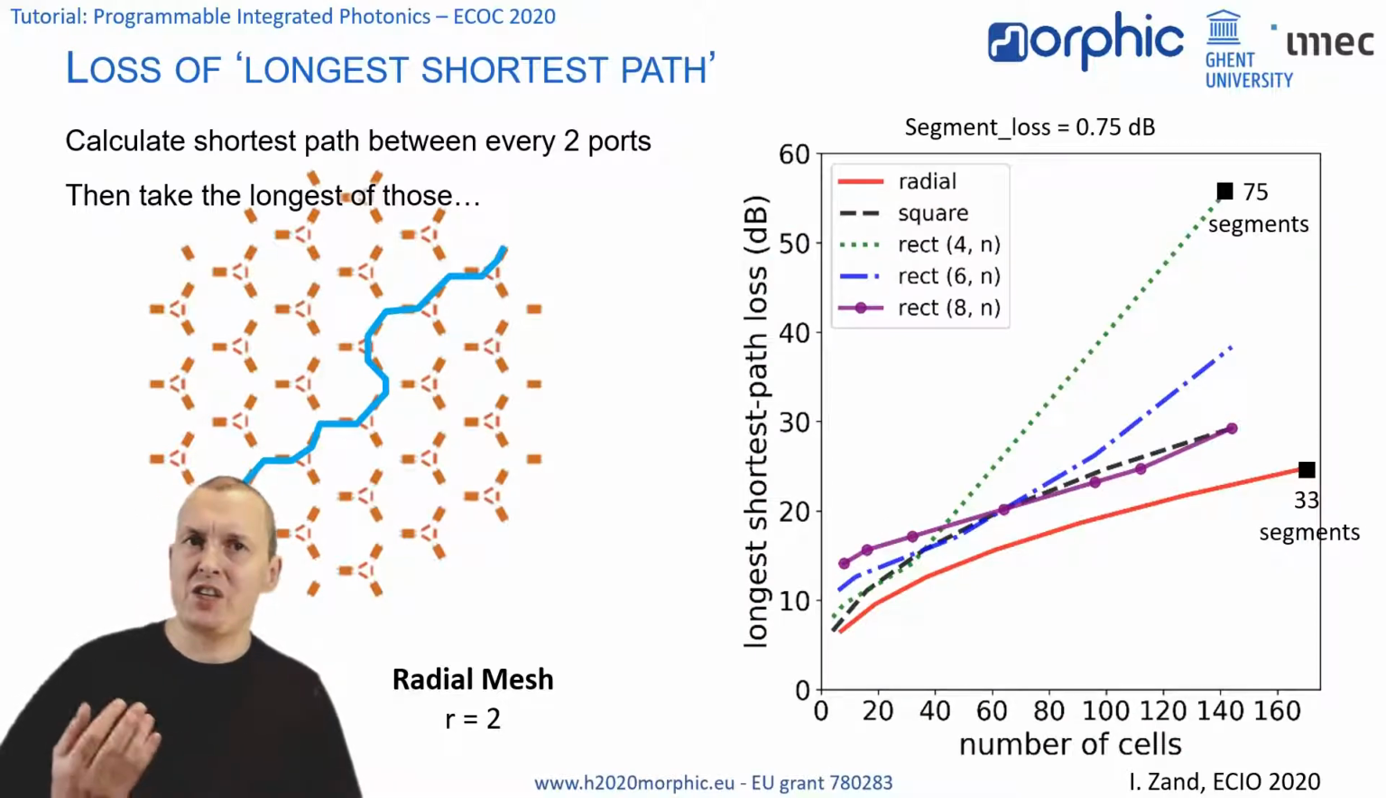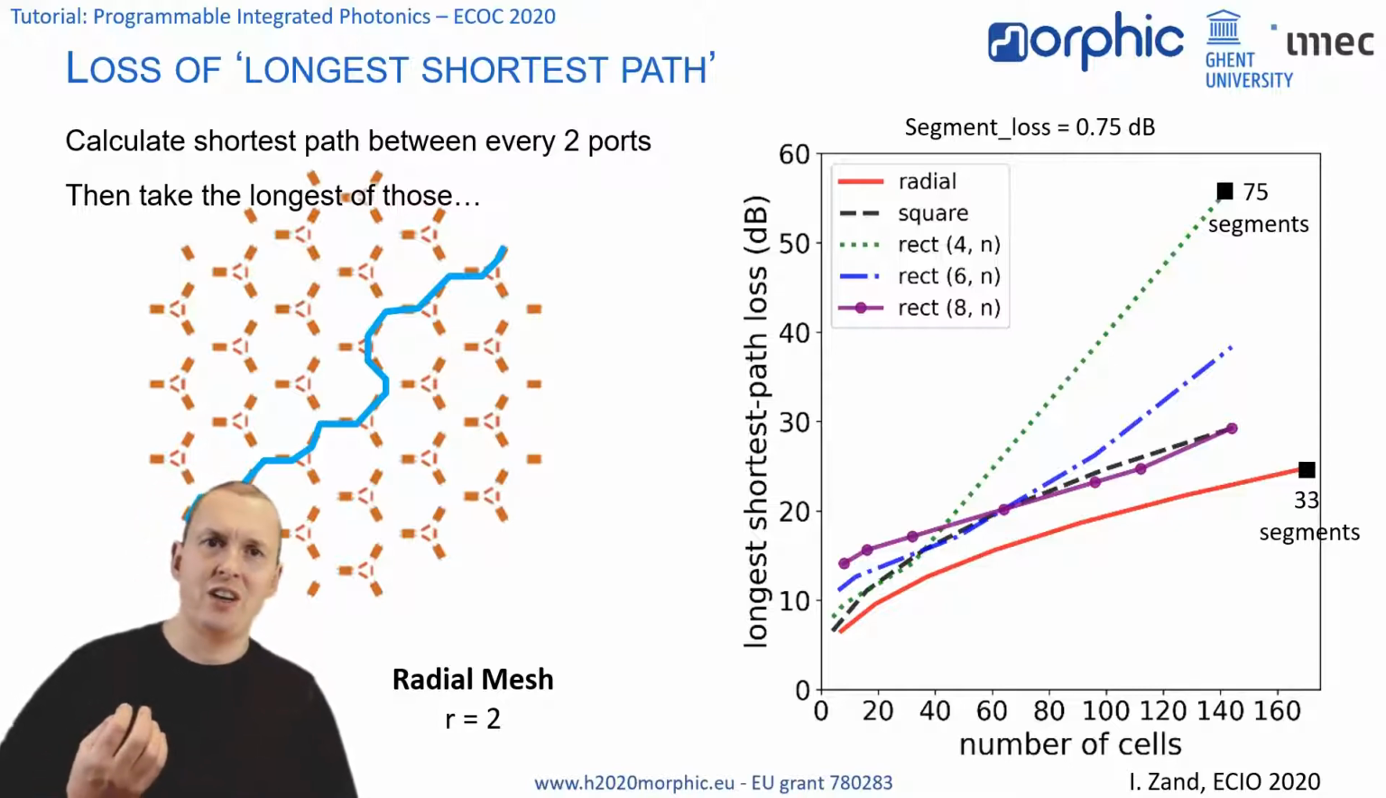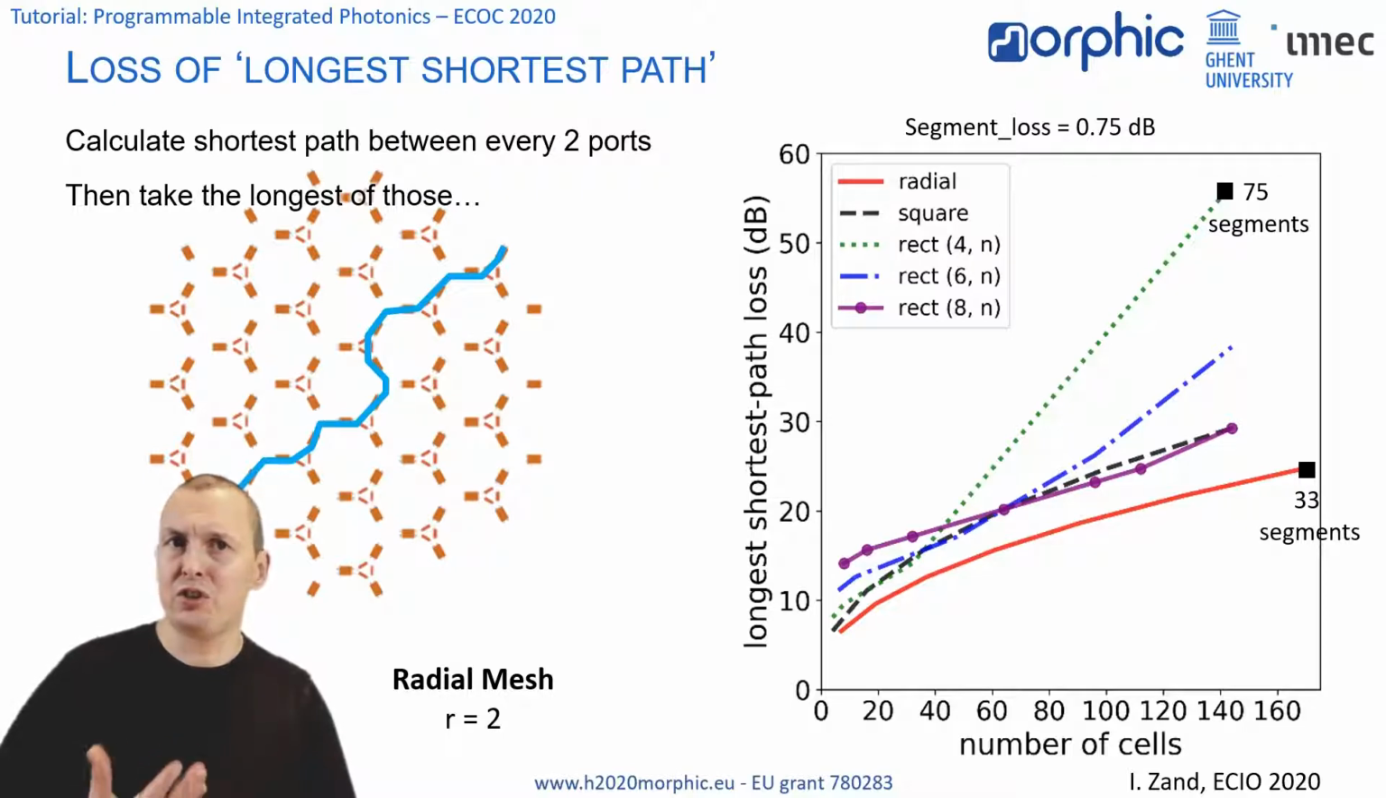A good characterization, for instance, is to calculate the longest shortest path, which is kind of a contradiction. You measure the shortest path between any pair of ports. You calculate the shortest path, and from all these shortest paths, you take the longest one. And as your mesh grows, this longest path or longest shortest path will obviously also grow.